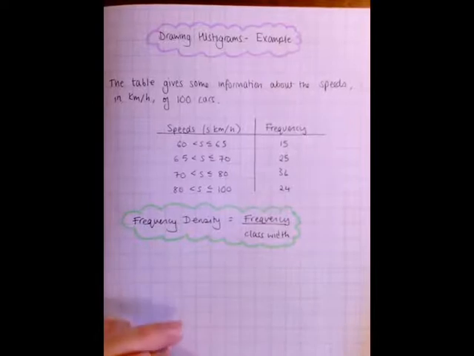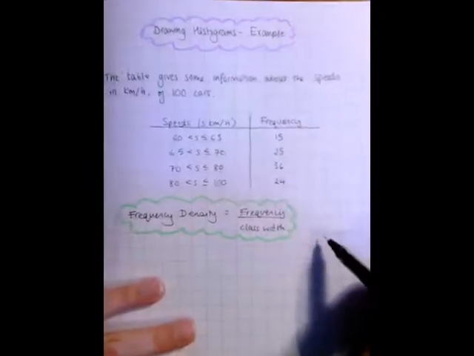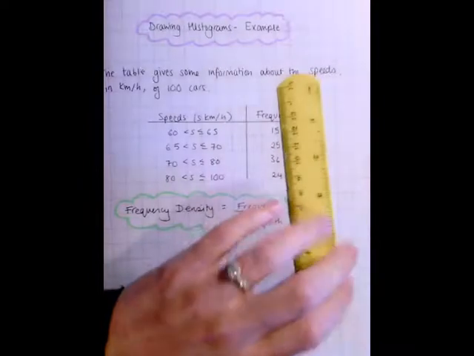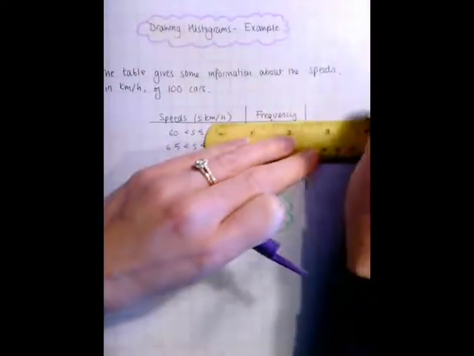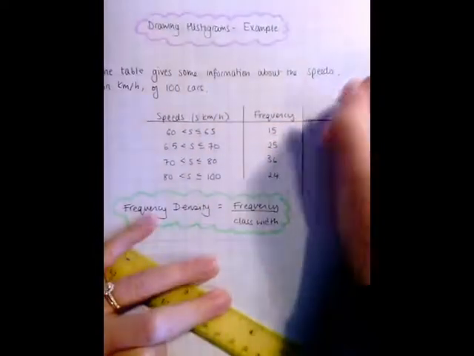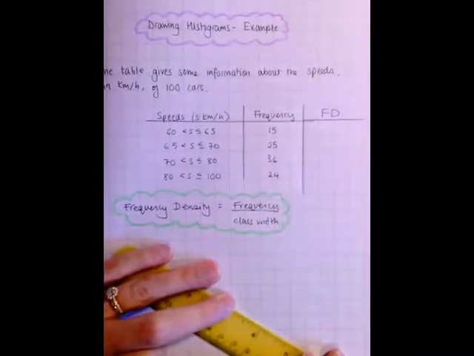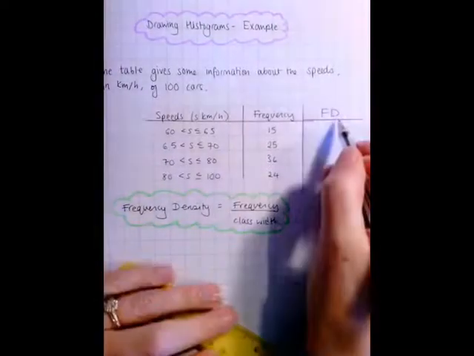So sometimes the exam questions give you space to add an extra column on here, but often they don't, and they want you to know that you need to do that. So the first thing that I'm going to do here is add on an extra column, which will be my frequency density column. So I'll just put FD. And then I need to now calculate frequency density for each one.